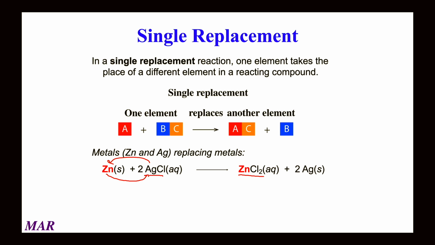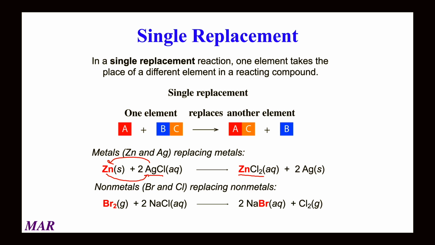So you've got to put a 2 in front of the AgCl and the Ag. Here's an example of the nonmetals. This is an example of bromine and chlorine trading places. So Br and Cl are both nonmetals. They're going to try and fight, I guess, over who's dancing with sodium, if that's the way you want to think about it. Anyway, bromine and chlorine are both diatomics, so Br2 on both sides, 2 NaCl, 2 NaBr. Sodium is still +1 on both sides.